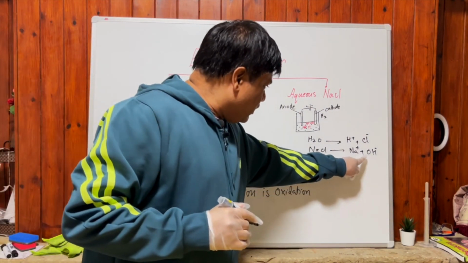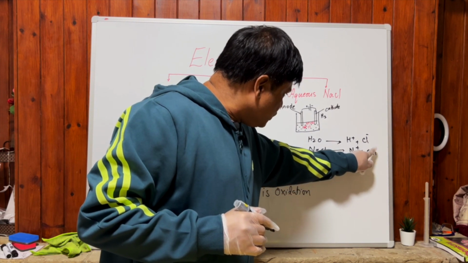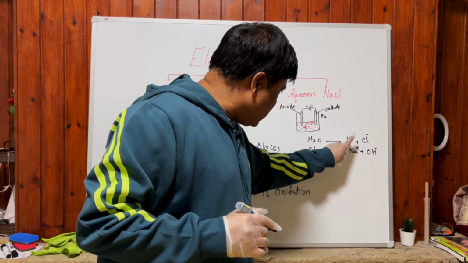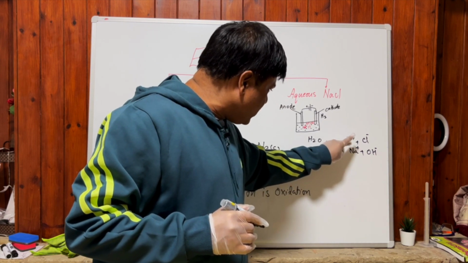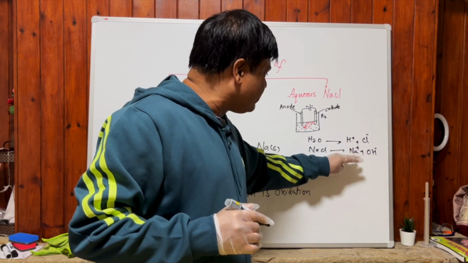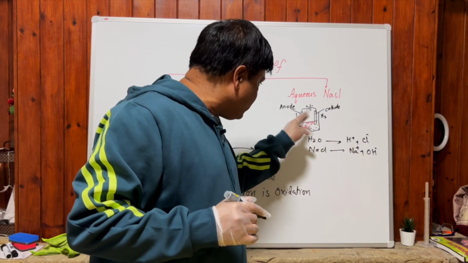There is a competition between two negative ions, two anions, and we have two cations, but I have just explained which one is more reactive will stay settled in the solution, and the less reactive will be discharged.